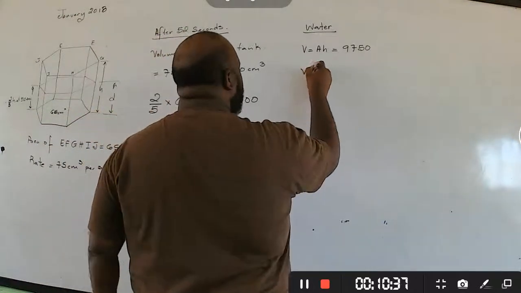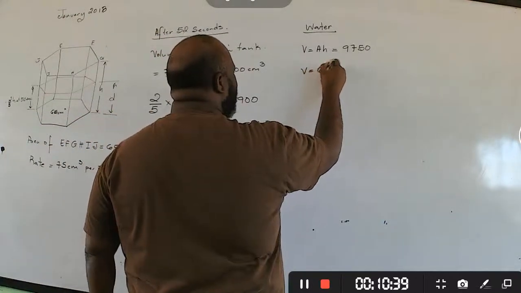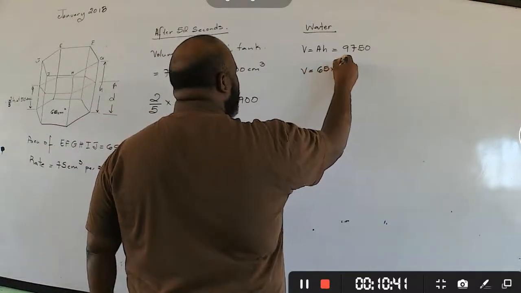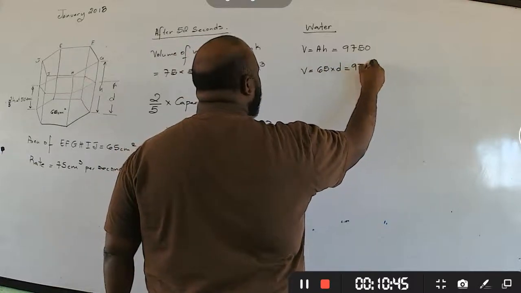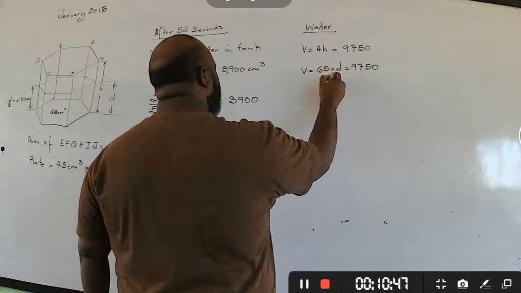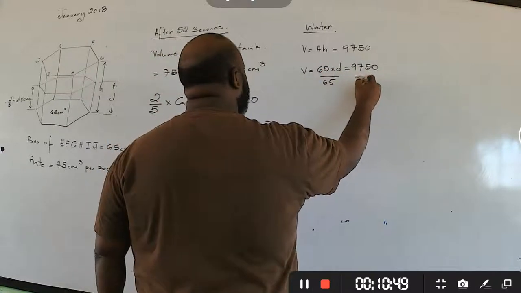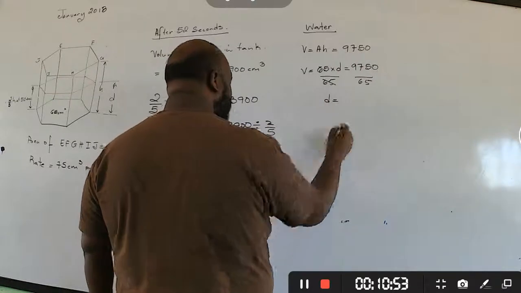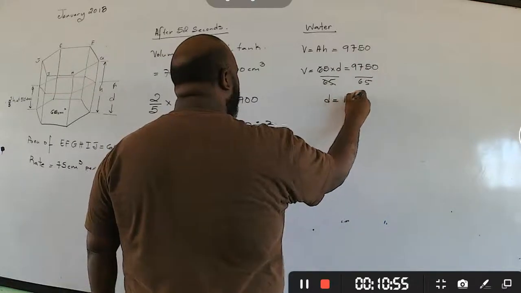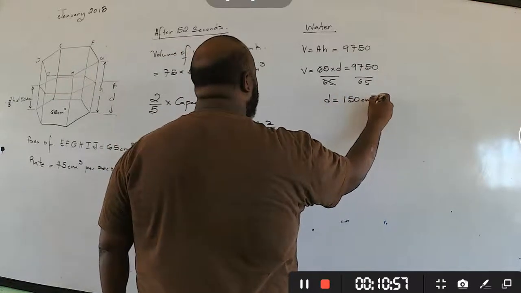V is equal to 65 times D. This is equal to 9750. Divide both sides by 65. D is equal to what? Tell me. 150 centimeters.